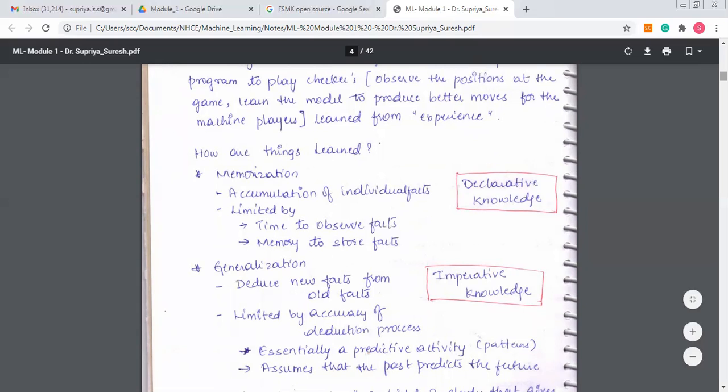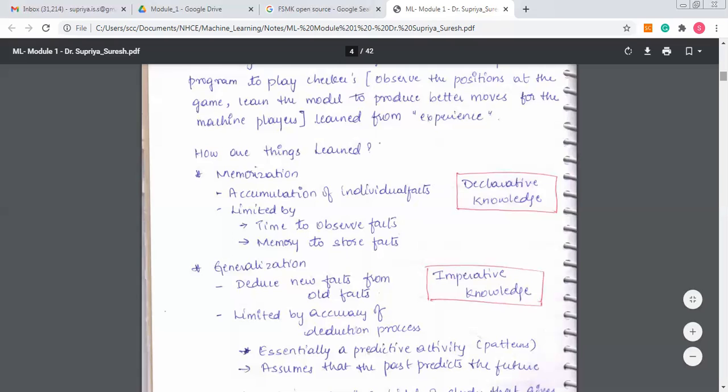So we memorize it. It's an accumulation of individual facts. We call it declarative knowledge. Okay, but basically it is limited by the time to observe facts and the memory to store facts. If you don't have time to really study in more detail, you just keep mugging up a few points, right? And even if you don't have the memory to store, you completely forget about it because you have just learned it by heart rather than understanding it, right? So it's like declarative knowledge, we normally call it memorization.